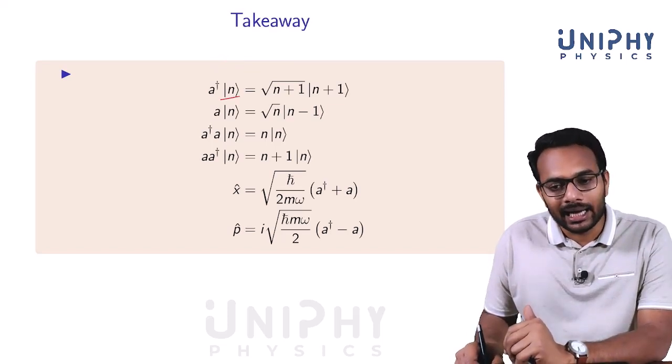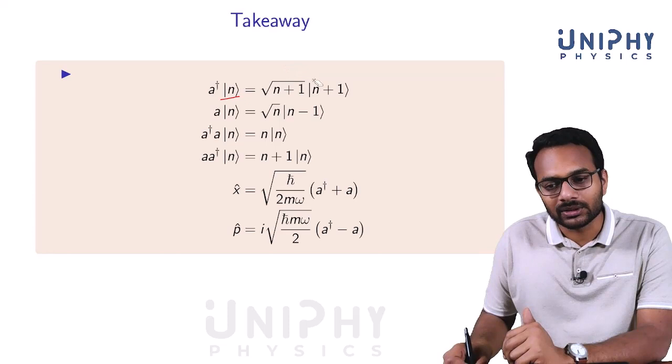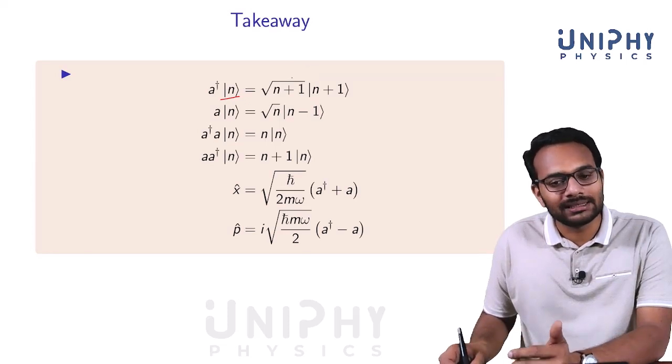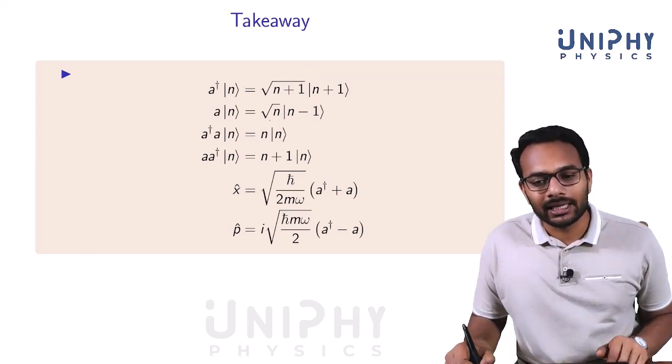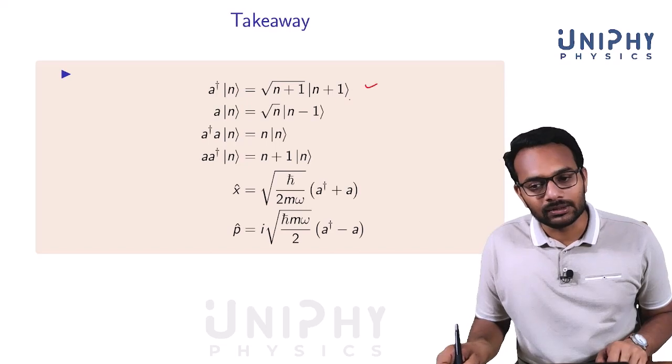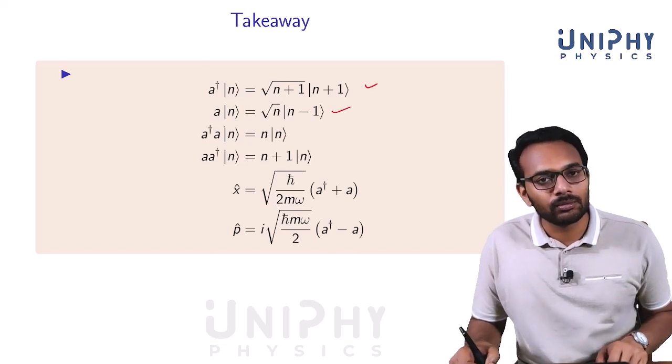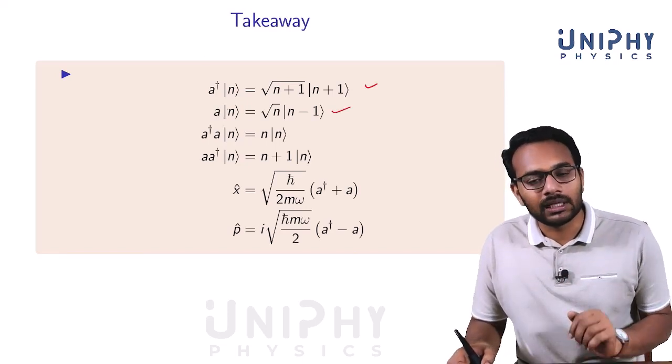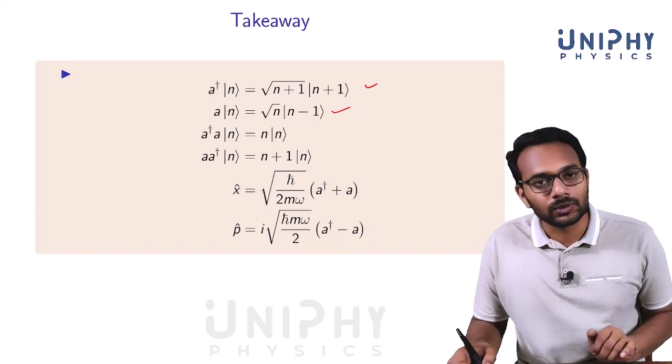A dagger acting on n is square root of n plus 1, ket n plus 1, the normalized state. Similarly, A acting on n is square root of n, ket n minus 1. Please remember this. These are formulas that you have to remember and we'll be using in the next session to solve problems.